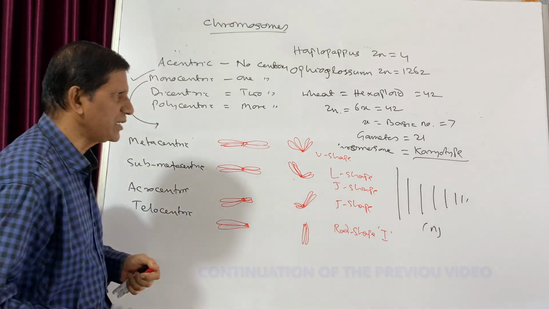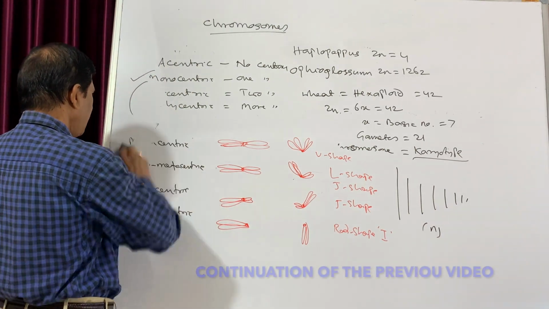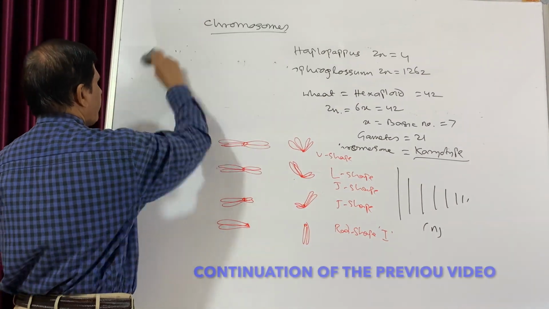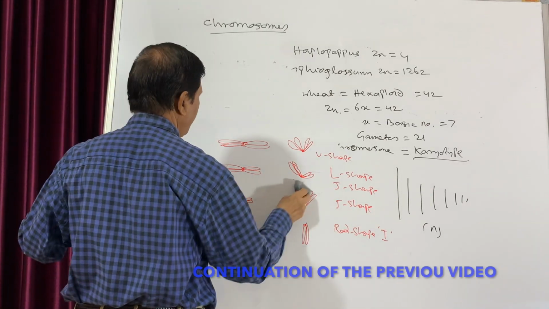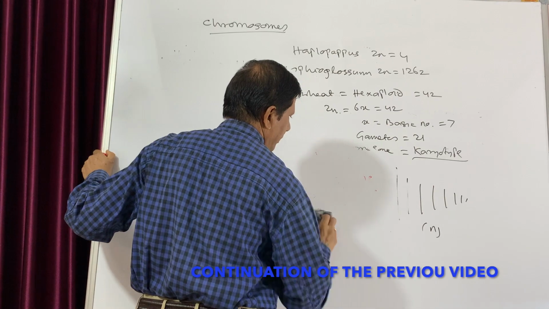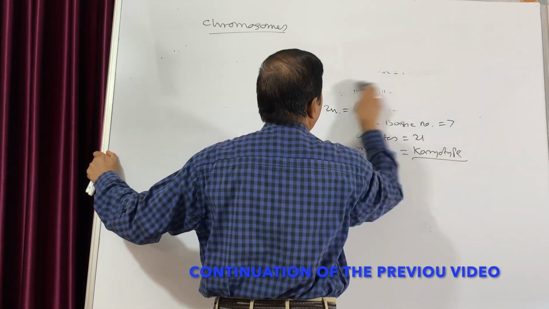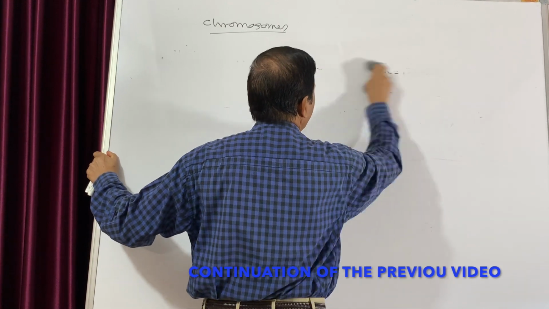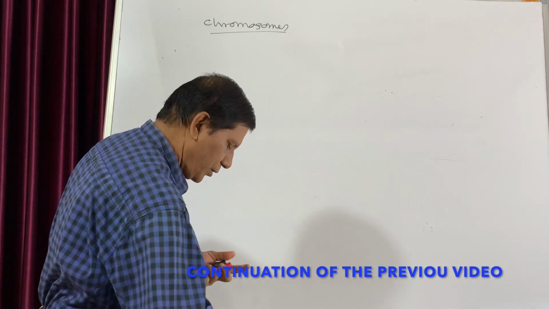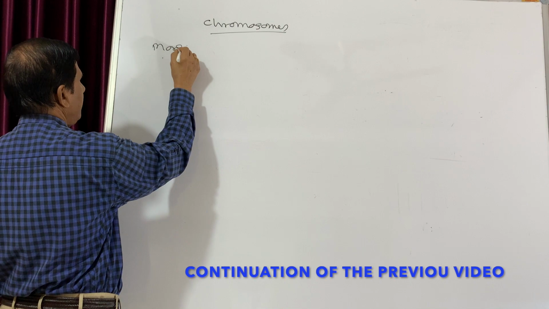Then the next thing that we'll discuss is the morphology of chromosomes, the gross morphology. So the next topic is the morphology of chromosomes.